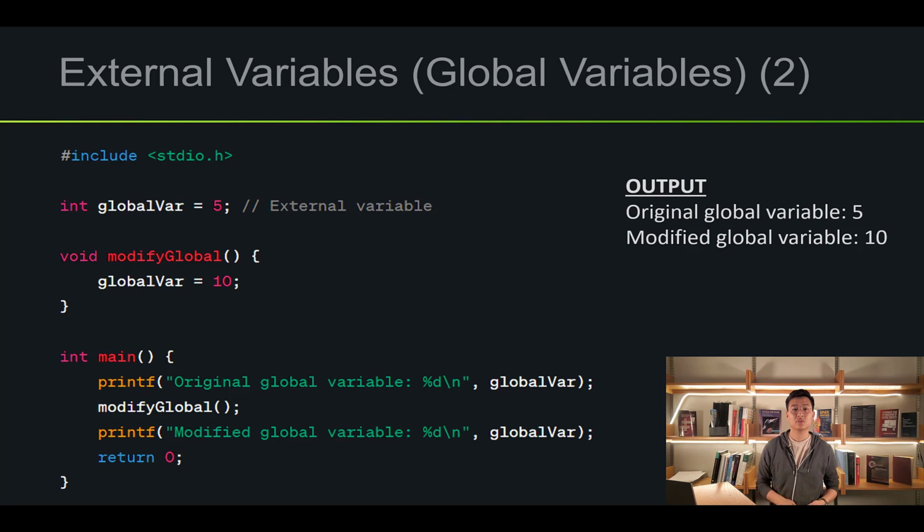Let me mention the key differences between external variables and the previous variables, like local variables. The key difference is that external variables exist within the file, while local variables only exist within the scope. What I mean by scope is that they only exist within the function, within the loops, or within the conditional statements, or you can also see it as within the curly brackets.